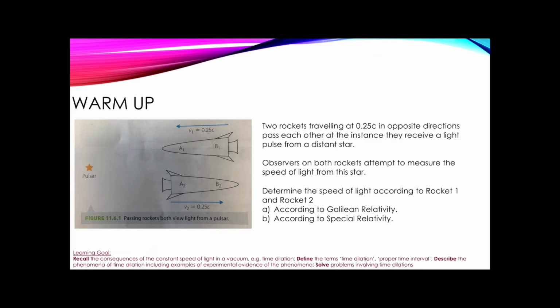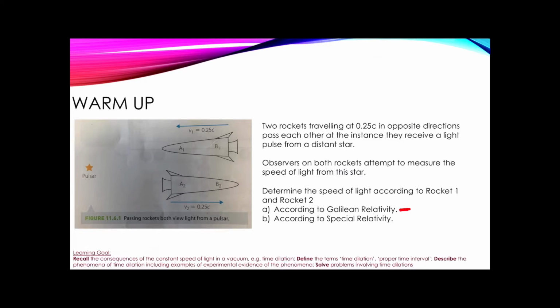So we have a diagram here on the left with two rockets traveling 0.25 c in opposite directions. They pass each other at the instant that they receive a light pulse from a distant star. Observers on both rockets attempt to measure the speed of light from this star. So it's your job now to determine the speed of light according to both rocket 1 and rocket 2, according to Galilean relativity and special relativity. So pause this now and have a go at that.